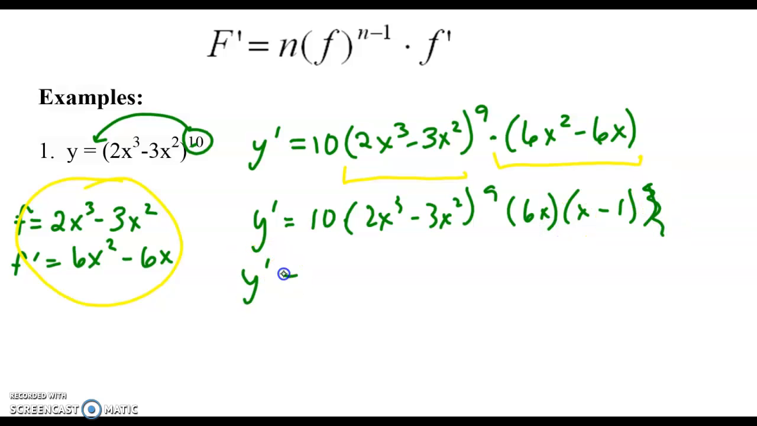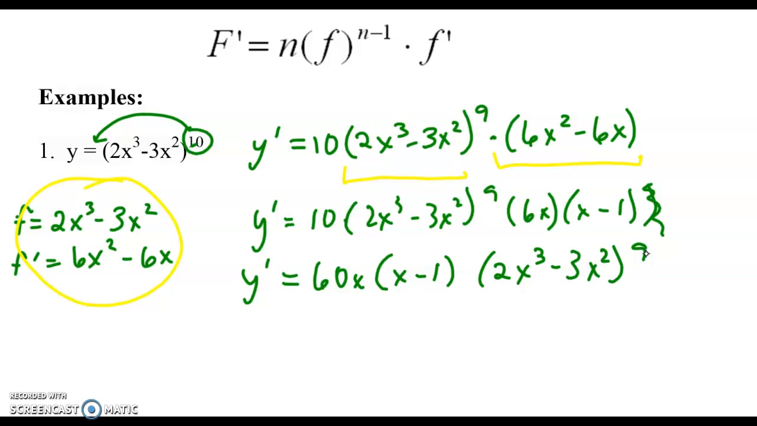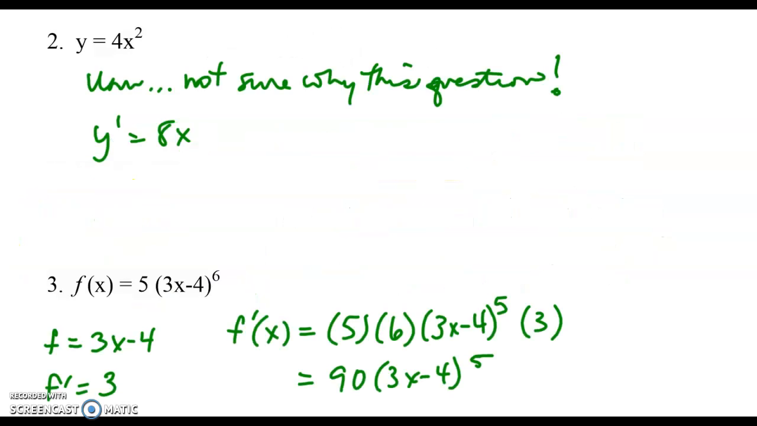Okay, so if we put terms together, 6 times 10, we could have 60x times x minus 1 times 2x cubed minus 3x squared to the power of 9. And that would be all you could do. That is the derivative of this function y. We're going to do this whole 4.8 in one part instead of two. So we're going to go through this quick.